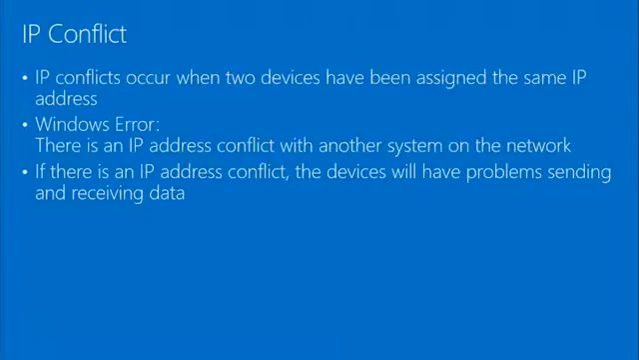IP conflicts. We talked a little bit earlier about MAC conflicts, media access control conflicts. There can also be IP address conflicts, so two devices share the same address. There's a Windows error: there's an IP address conflict with another system on the network. Well, how could that happen, Thomas, you might ask. Well, let me tell you.